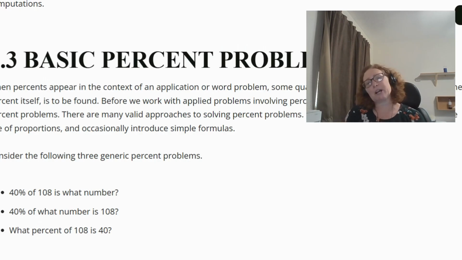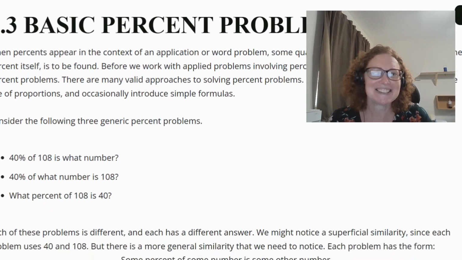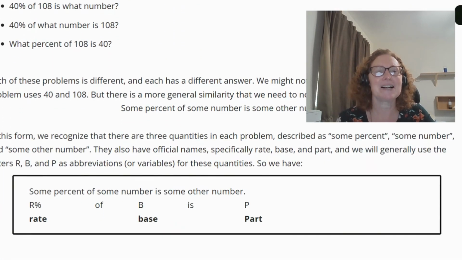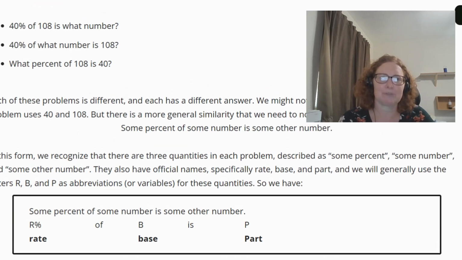So we're gonna look at some generic percent problems first, and then we're gonna go into more solving of word problems. Okay, so the first one was: 40% of 108 is what number? 40% of what number is 108? And what percent of 108 is 40? Each has a different answer. They might look a little the same, but we'll see. We're gonna get into that.